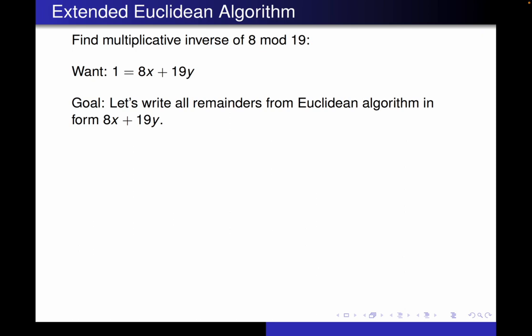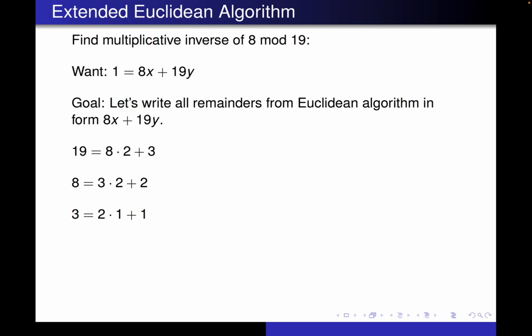Seems like we're doing more work, but what's going to happen is we're going to use the earlier remainders to help us with the later remainders. And you'll see how. So remember, our first quotient and remainder was 19 equals 8 times 2 plus 3. And that means our first remainder is 3. And then our next one was 8 equals 3 times 2 plus 2. And our last one was 3 equals 2 times 1 plus 1.